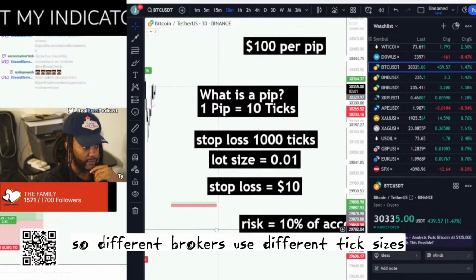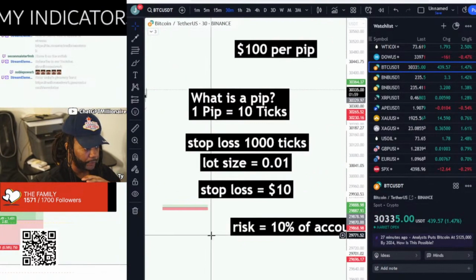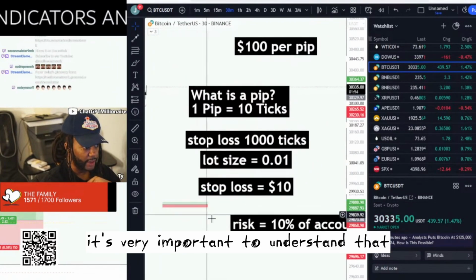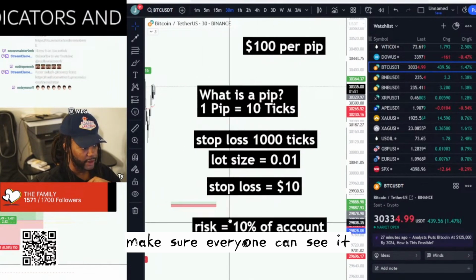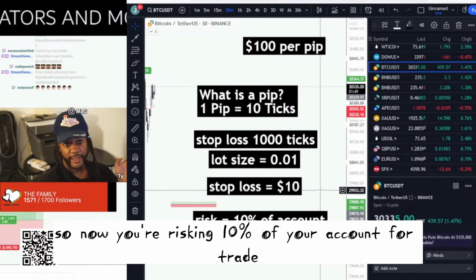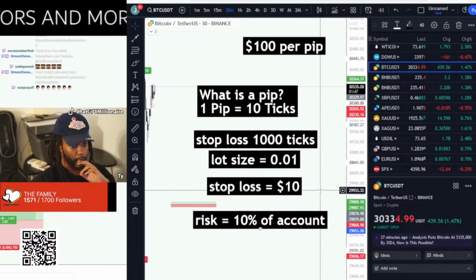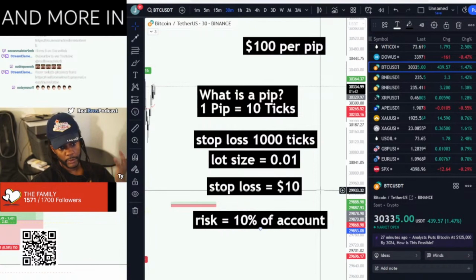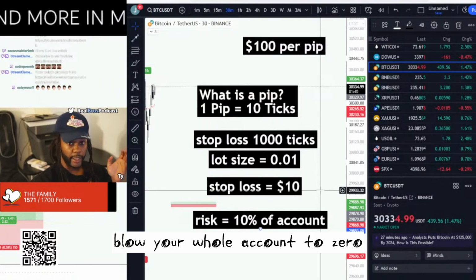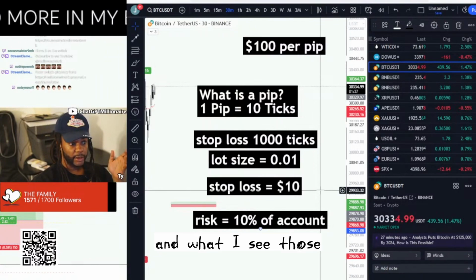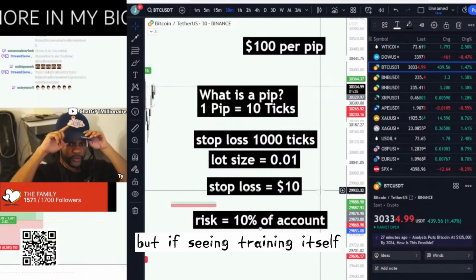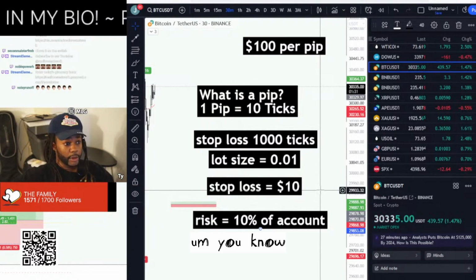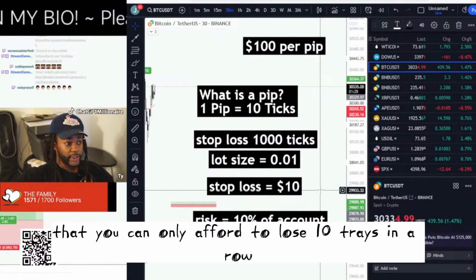So different brokers use different tick sizes, but it's very important to understand that. Make sure everyone can see it. So now you're risking 10% of your account per trade. So now if you lose 10 trades in a row, you blow your whole account to zero. And with our signals, you don't lose 10 trades in a row, but if say you're trading by yourself, you just learn your method, you don't know how accurate you are, you know that you can only afford to lose 10 trades in a row.